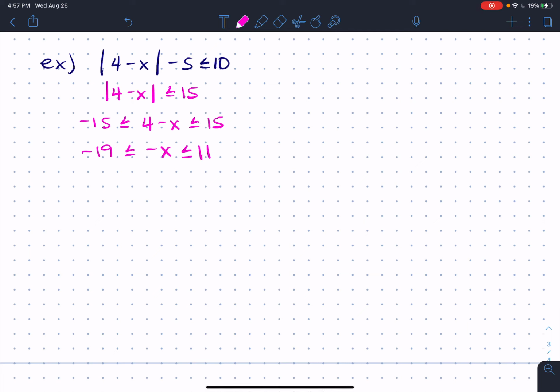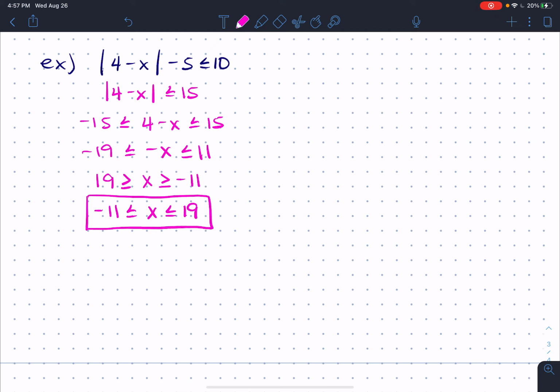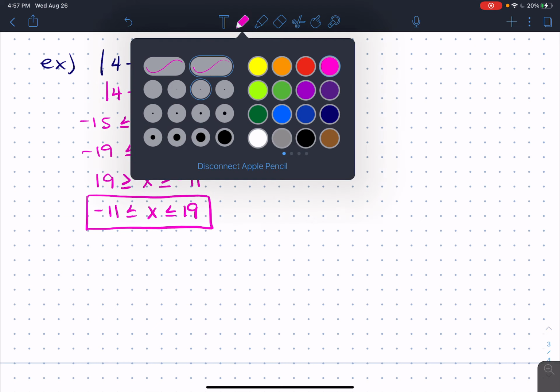And then we divide by a negative 1, but I am dividing by a negative 1, so I do need to flip the inequalities. And I didn't really stress this, but it's pretty standard when you're doing a compound inequality, an "and" one, to start with a smaller number. So negative 11 is smaller than 19. So I'm actually going to flip everything and write my final answer this way. So there we go.